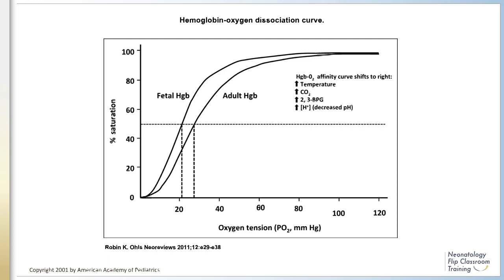This is because 2,3-DPG binds less effectively to the gamma globulin chains and can't decrease the oxygen affinity of fetal hemoglobin to the same extent as adult hemoglobin. Concentration of 2,3-BPG in the red blood cell increases in response to chronic hypoxia, such as with chronic lung disease or living at a high altitude, or chronic anemia.